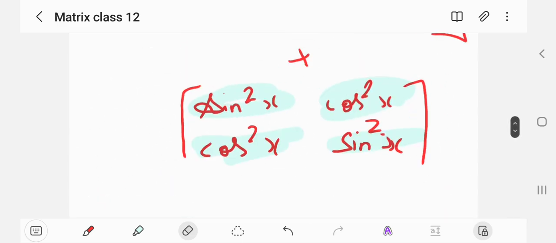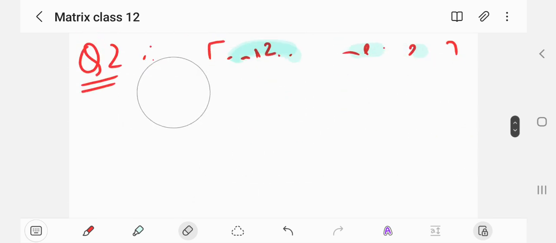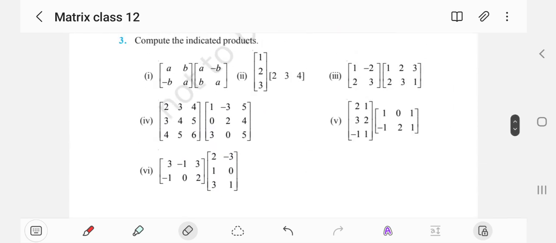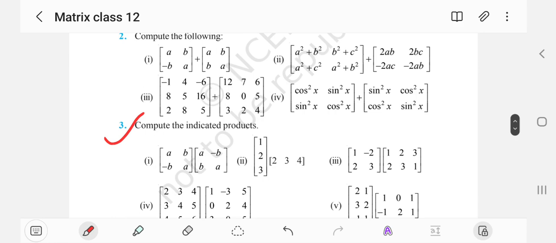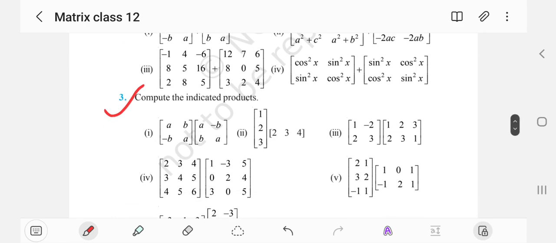Okay, moving ahead to the next question, question number 3. What is it saying? It is saying that we have to compute the indicated products. The product which is indicated, we have to compute that.